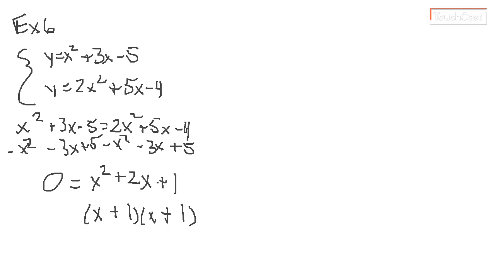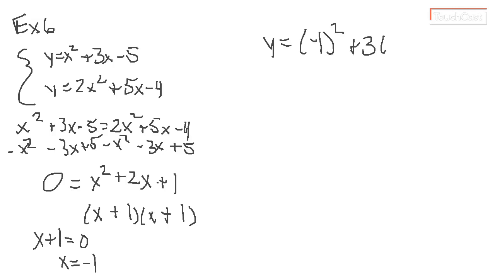So we're going to go x plus 1 equals 0. In that case, x is going to be negative 1. So now we're going to take negative 1 and put it into one of the original equations. I'm going to go with the first one just because there's no number in front of x squared. So we're going to have y equals negative 1 squared plus 3 times negative 1 minus 5.